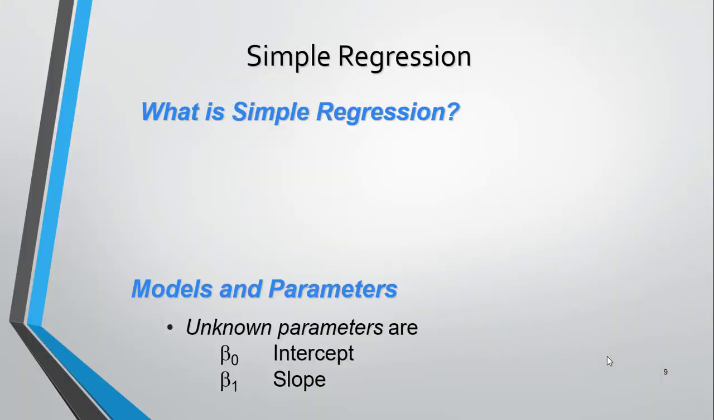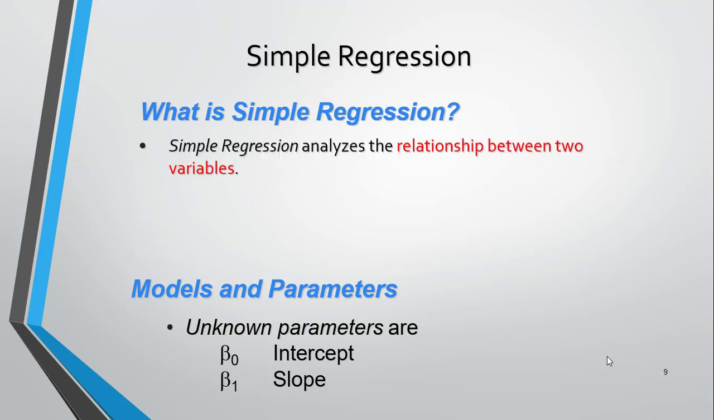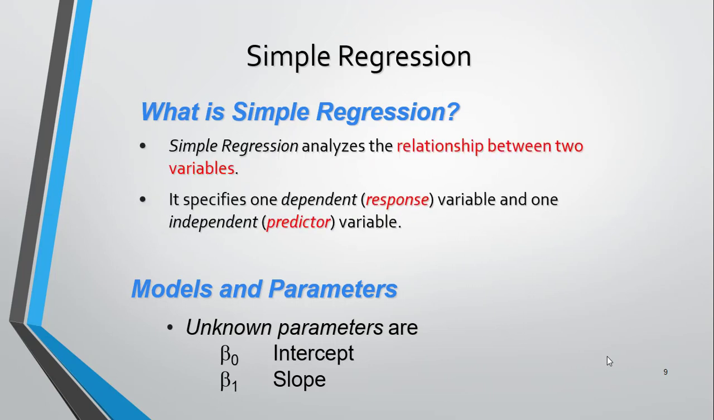Now let's talk about regression. What is regression? What's the simple regression that we talk about? Basically, simple regression analyzes the relationship between two variables. Correlation is also on that, right? But in regression, it analyzes the relationship between two variables, and it specifies one as the dependent variable and the other one as the independent variable. The dependent variable is also called the response variable, and the independent variable is called the predictor variable.